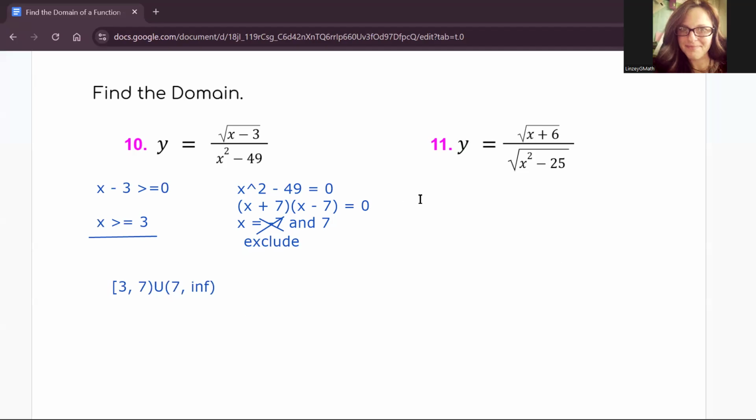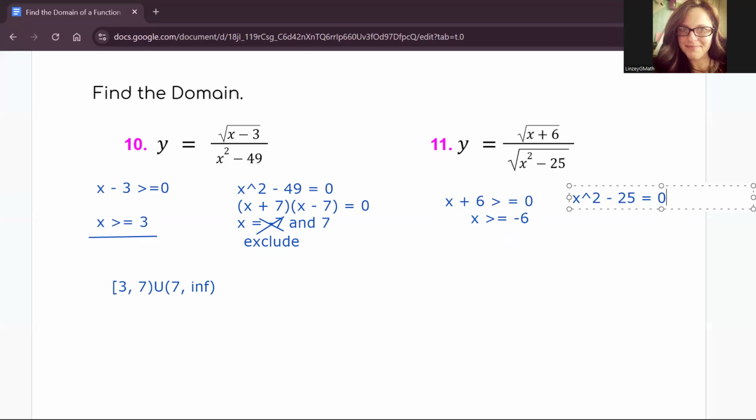And the last one. Our numerator, x plus 6, needs to be greater than or equal to 0. We don't want to take square roots of negative numbers. So x has to be greater than or equal to -6. And then the denominator. Let's solve x squared minus 25 equals 0. We cannot have 0 in the denominator.